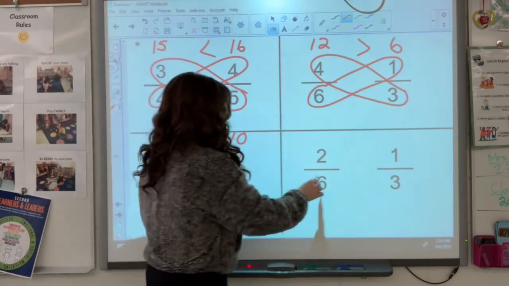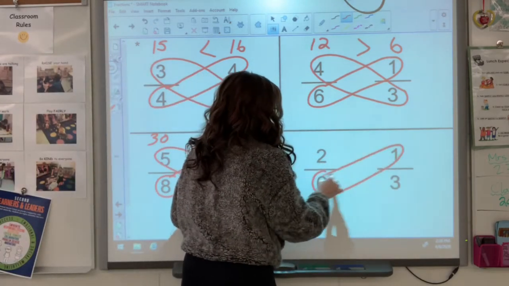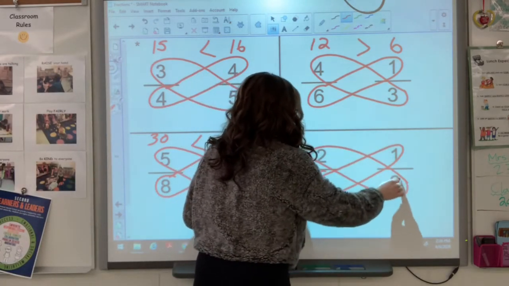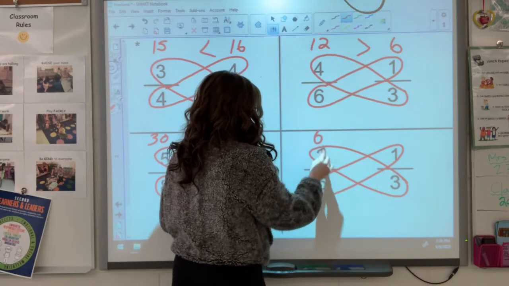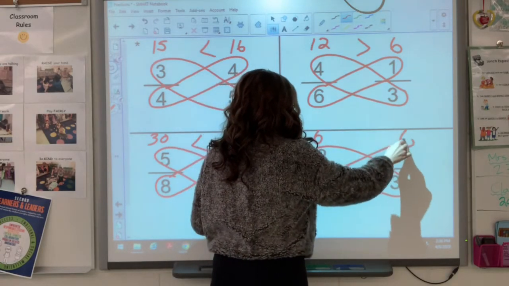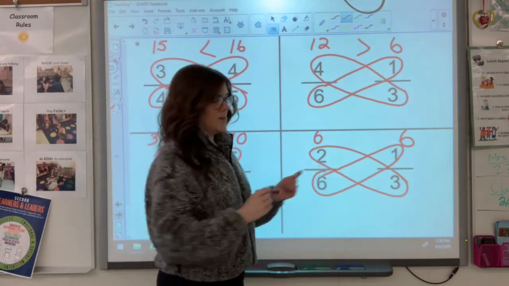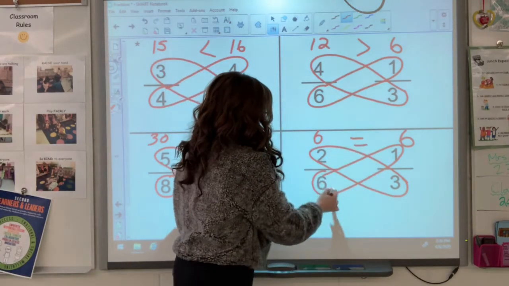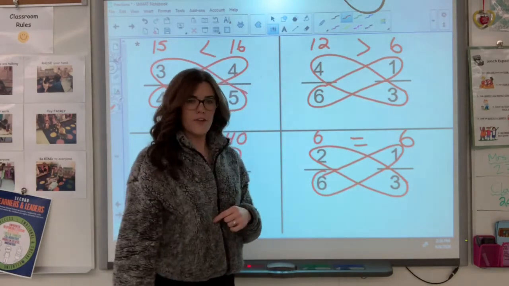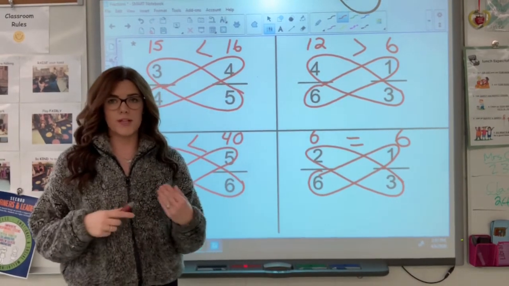And then my last one, I'm going to draw my X like this. 3 times 2 is 6, and 6 times 1 is 6. And then we can see right here that's actually equal. 2/6 is equal to 1/3. Okay, and that is where we are going to stop.